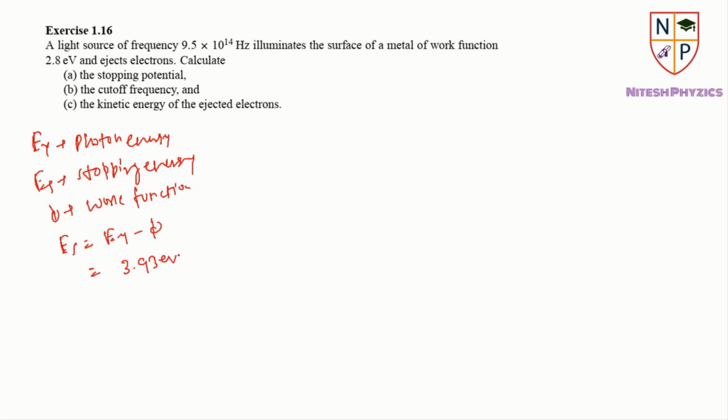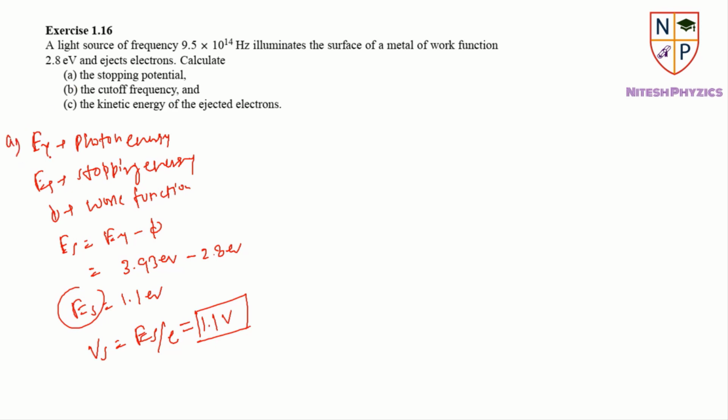Given value of E gamma, we can calculate by the given frequency, it will be 3.93 electron volt minus 2.8 electron volt. Then Es will be 1.1 electron volt. From this we can calculate stopping energy. From stopping energy we can calculate Vs is equal to Es by e. Okay, then it will be 1.1 volt. Then the stopping potential of the given metal is 1.1 volt. This is part A. Okay, now moving toward part B.